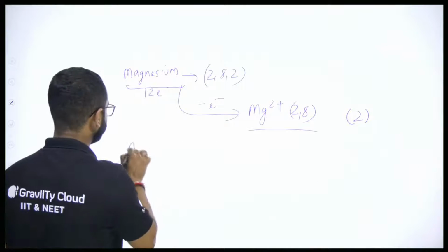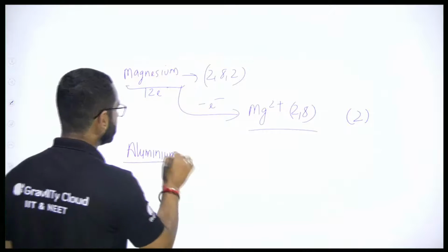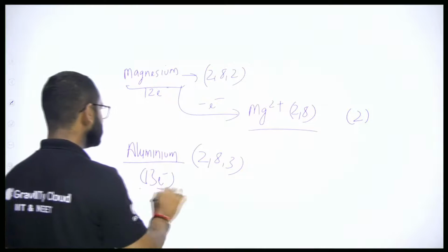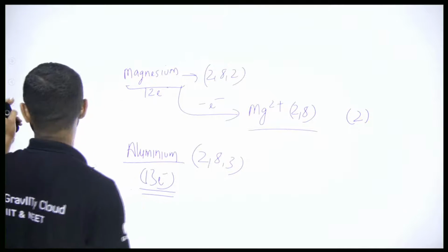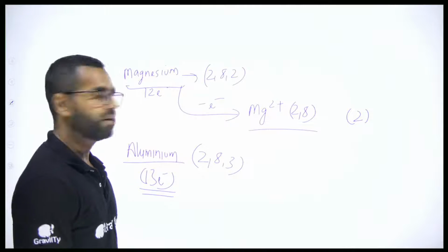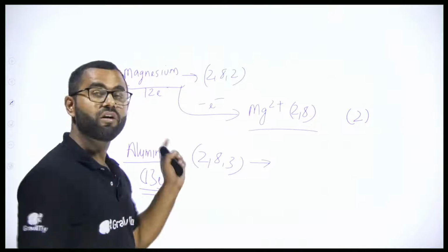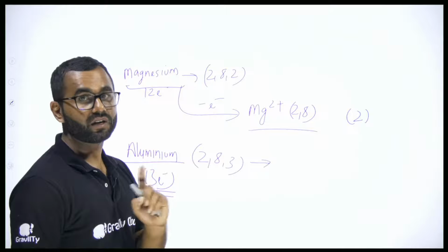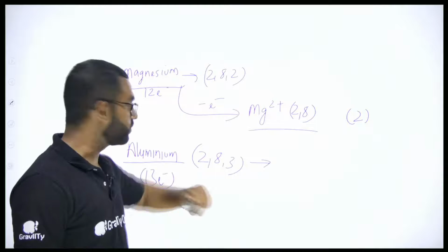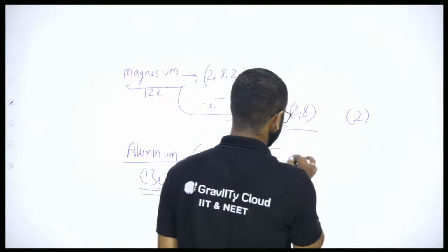Similarly, aluminium. Aluminium is 2,8,3, right? 13 electrons. So in this case, aluminium will lose 3 electrons. It will not gain 5 electrons. Aluminium cannot gain 5 electrons. It's easier for aluminium to lose 3 electrons than to gain 5 electrons. So it will lose 3 electrons and form Al3+.